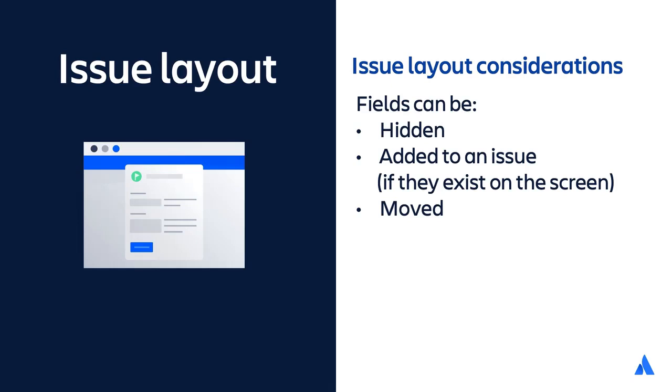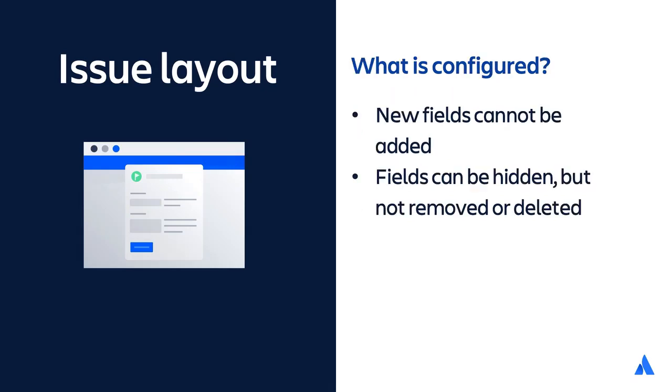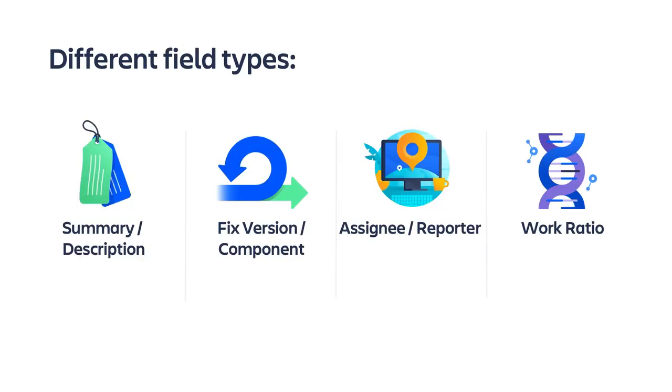The other area where we can manage fields, including system fields, is via the issue layout view in Jira Cloud. Here, a Jira or project administrator can add, hide, or reposition fields on a screen. New fields cannot be added. Only fields that have been placed on a screen can be managed via the issue layout. Also, fields can be hidden, but they cannot be removed via the issue layout. Fields can only be completely removed from a screen by a Jira administrator.